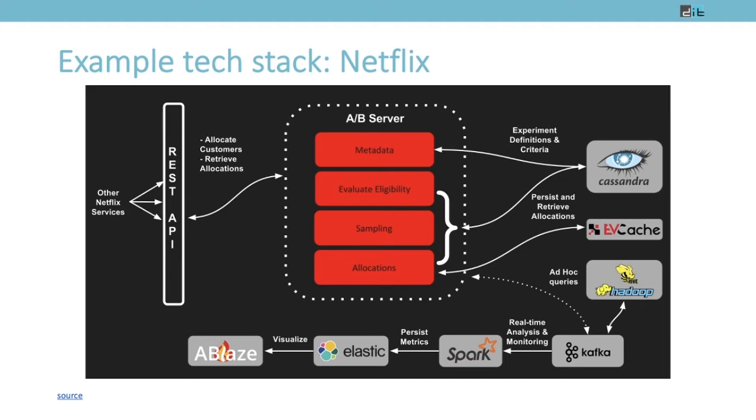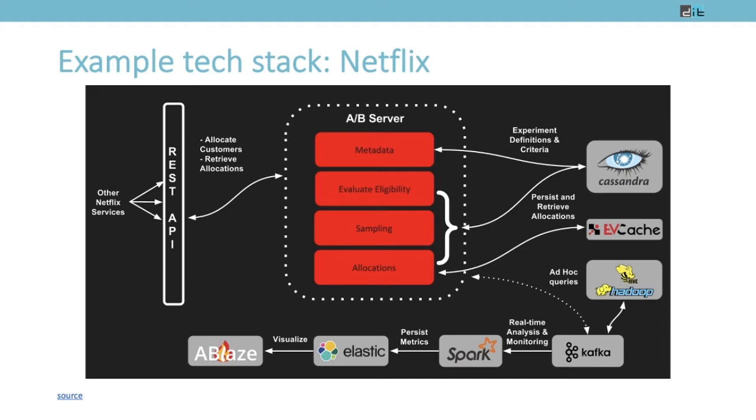And then we can have a pipeline for either real-time or near real-time analysis. For example, Netflix here is firing events on Kafka based on what is happening with the A/B test, which can get analyzed by Spark. And then Netflix also has this Ablaze tool for visualizing exactly what is happening. Again, this is a complicated tech stack because Netflix is running hundreds, if not thousands, of experiments a day.